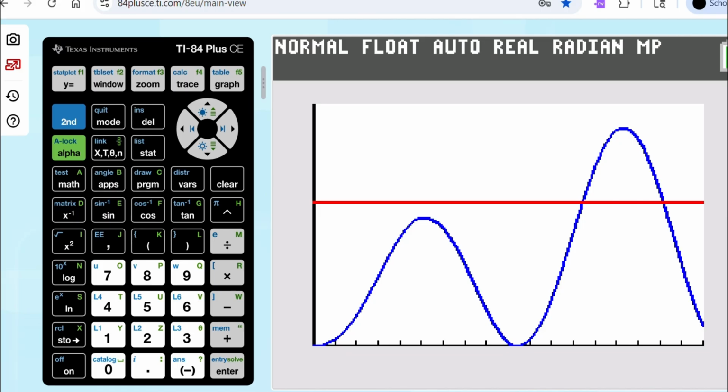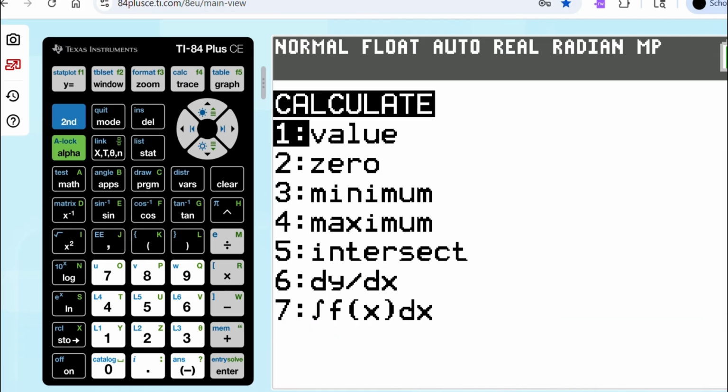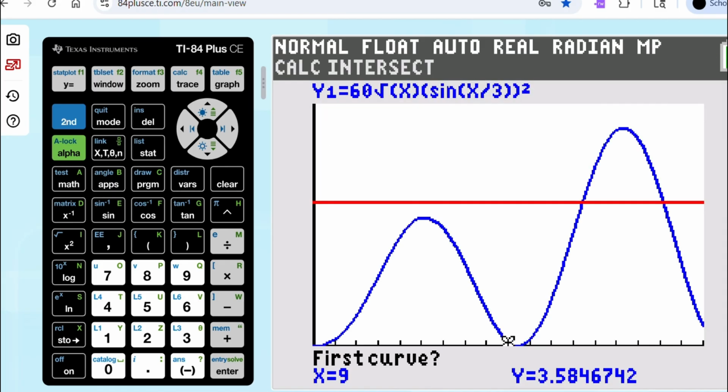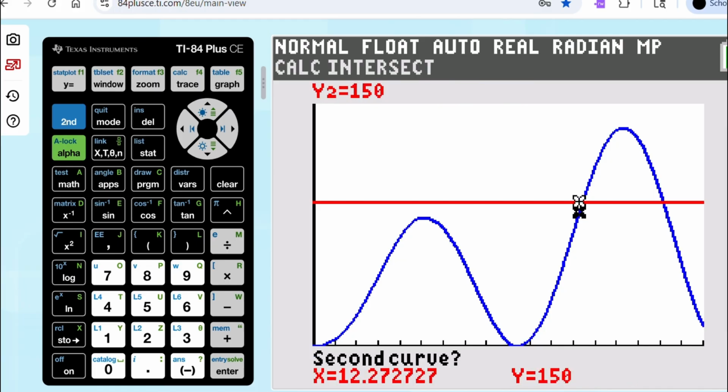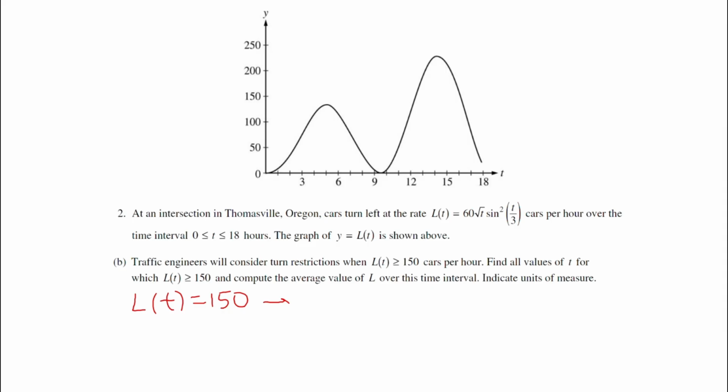We'll calculate those intersection points by hitting second, trace, and then option number 5 for intersect, and that'll find where two functions intersect. So we'll scroll over to the right until we're fairly close to that first intersection point, hit enter. Then on the second curve, go over past the intersection point and hit enter, and then hit enter once more. And we get 12.42831 as one of our intersection points. So we'll say t equals 12.48231. And then also t equals, and we'll go back to our graph.